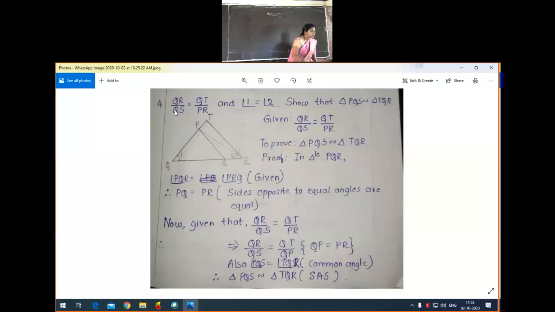Now, one more data is given. QR by QS is equal to QT by PR. So, look, this data is given. Now, take QR by QS as it is. QT by this PR, can we replace it as QP, because PR is equal to PQ? So just replace: QR by QS is equal to QT by QP. Now, you just take the ratio QR divided by QS, which is equal to QT divided by QP.